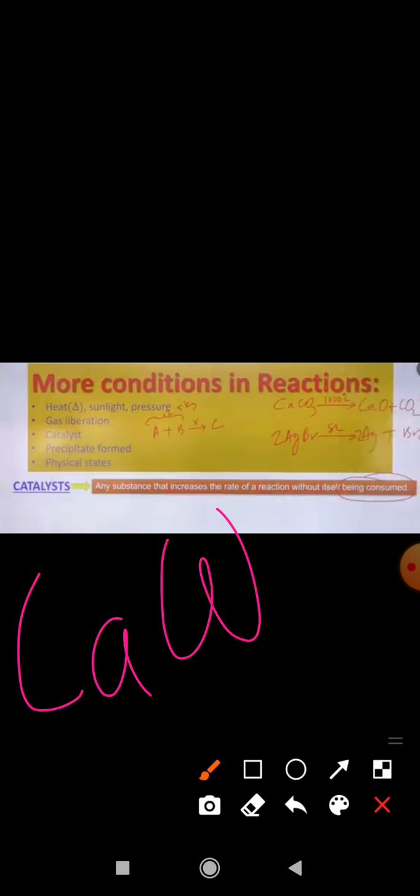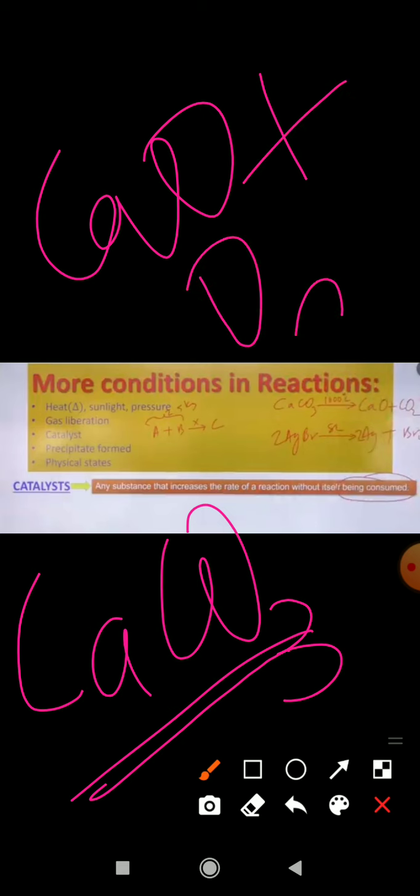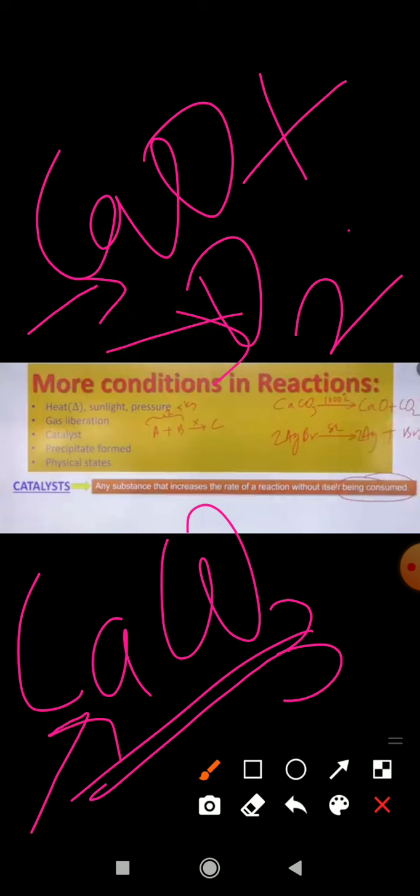So let's start with heat. Heat is an example of a condition, for instance when we burn CaCO3, calcium carbonate. When we heat it, it produces CaO plus O2. Simple. When a reaction involves heat, it separates into two molecules: one is calcium oxide and the other is oxygen. So heat is also a condition.